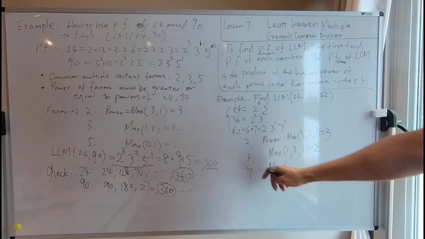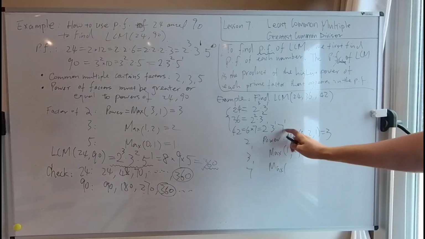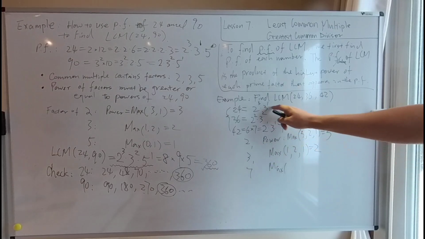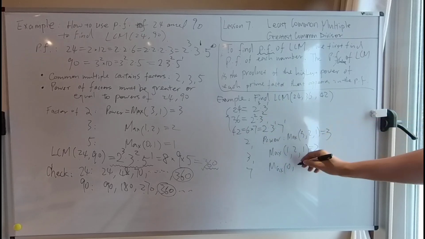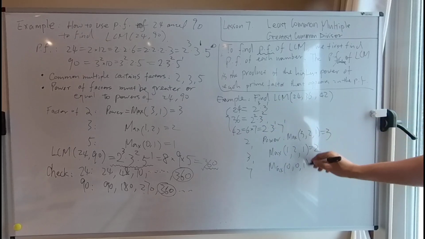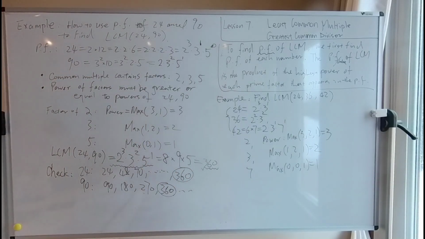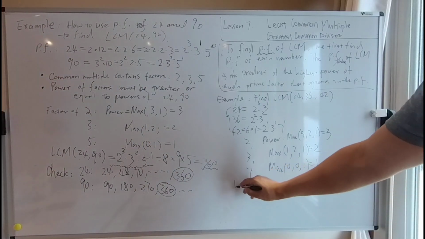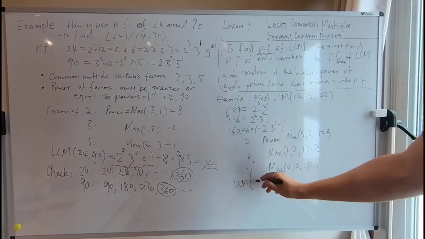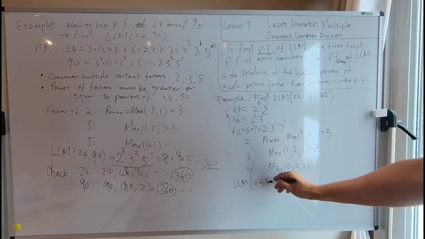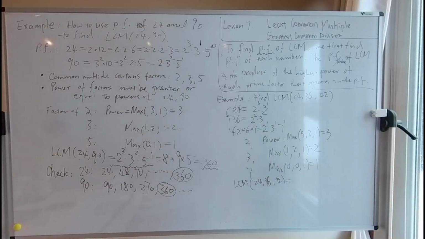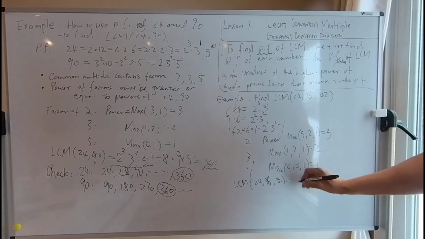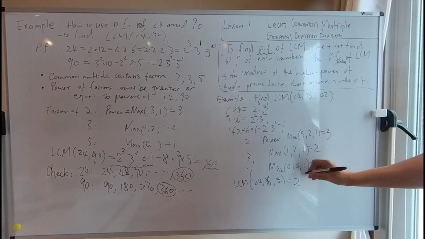And the power of the prime factor 7. 7 only exists here, which means it's 0 in the first number, 0 in the second number, 1 in the third number, just 1. And then we write the LCM of all these numbers as the product of the prime factor 2 with the highest power.